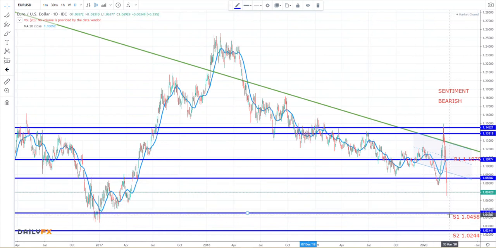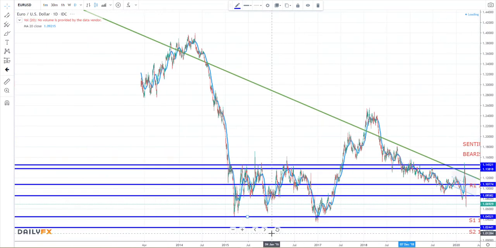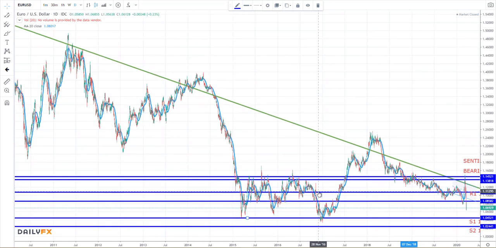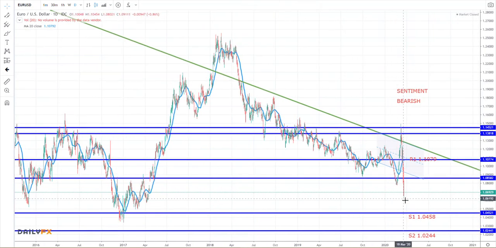If we see the sell-off go beyond 104.58, we're looking at S2 at 102.45, and that goes back beyond the last 15 years or so. So for now, we'll focus on there.